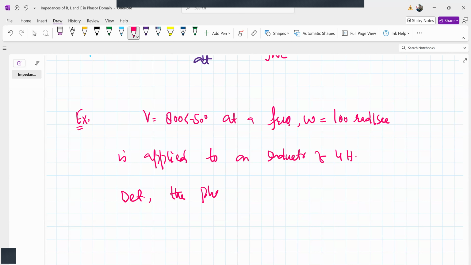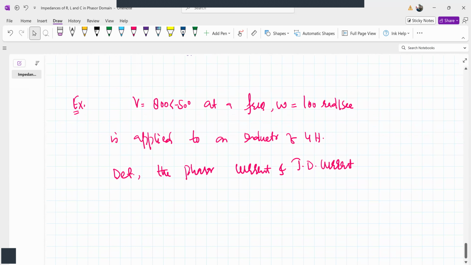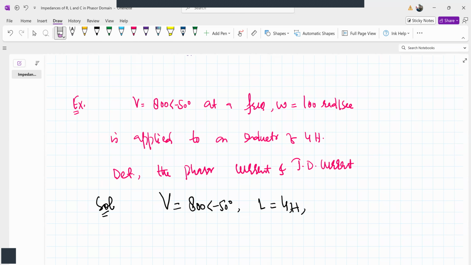Determine the phasor current and time domain current of this inductor. Okay. So to solve this, we are given V phasor, which is 800 at an angle of minus 50 degrees, and the inductance L is also given, 4 Henry, and omega is also given, 100 radians per second.